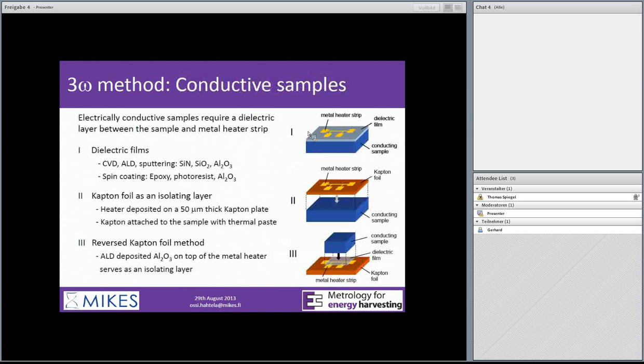Okay, if the sample is electrically conductive, we need an additional dielectric isolating layer between the sample and the metal heater strip. There are many possibilities for how this dielectric layer is provided. One simple way is to use dielectric films deposited using, for example, chemical vapor deposition, atomic layer deposition, or sputtering methods. Typical materials are silicon nitride, silicon oxide, or aluminum oxide. You can also use spin coating of some more exotic materials for this purpose, for example different kinds of epoxies, photoresists, or liquid aluminum oxide.